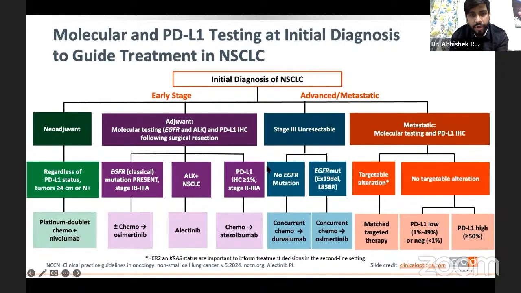ALK positive, ALINA trial is there. And if PDL1 is positive in stage 2, 3A, after surgery, chemo followed by atezolizumab can be given. Stage 3 unresectable, again, I said there is some data coming, so you have to do an EGFR testing.